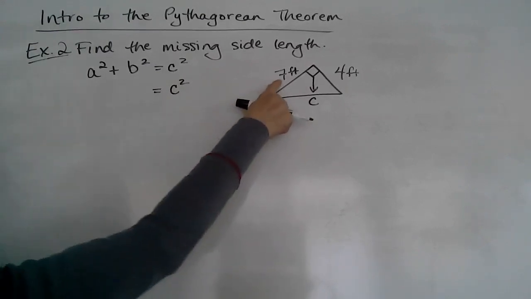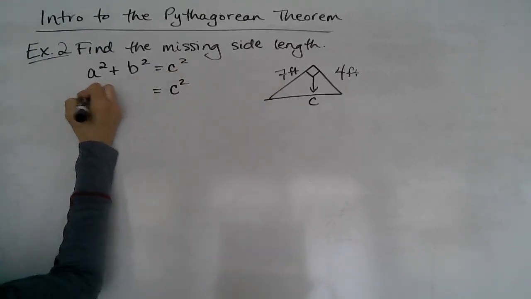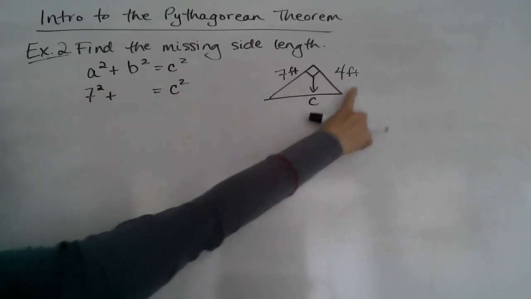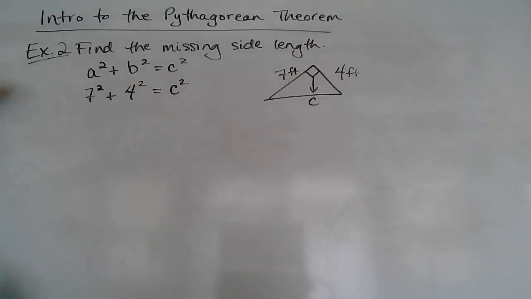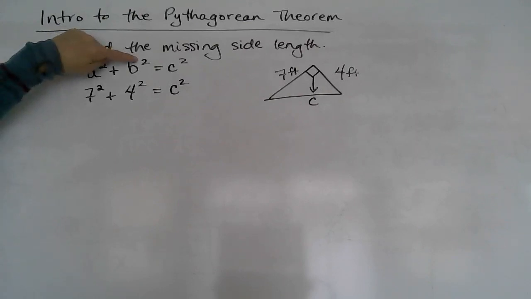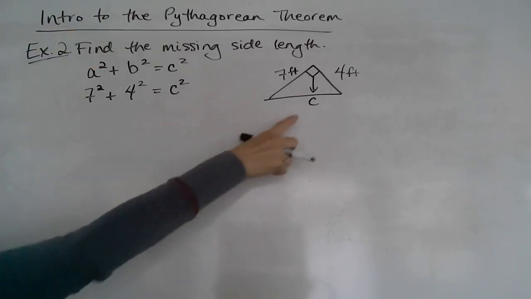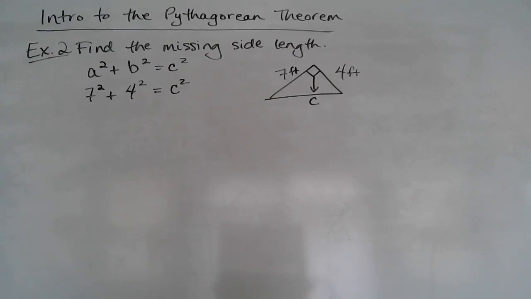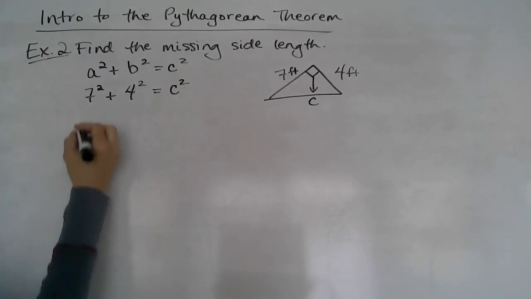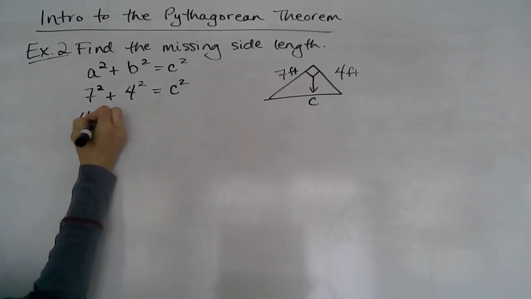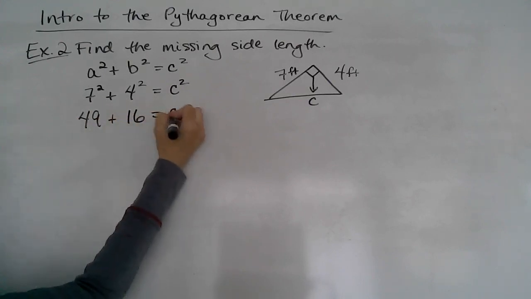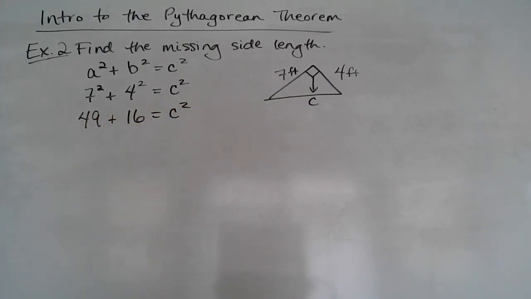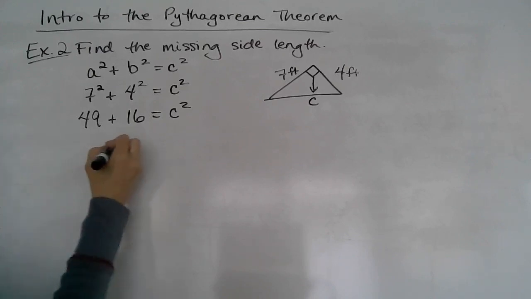So we could say that 7 is A and that 4 is B. And when you put them into the formula, you have to remember that we're raising them to the power of 2. Same with C. We put C in, we're raising it to the power of 2. All right, so 7 squared, 49. 4 squared, 16. 49 plus 16 gives us 65.